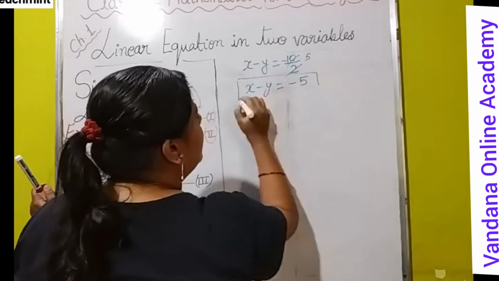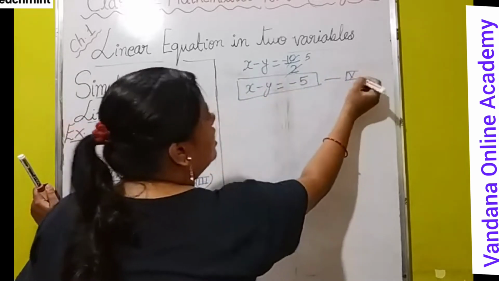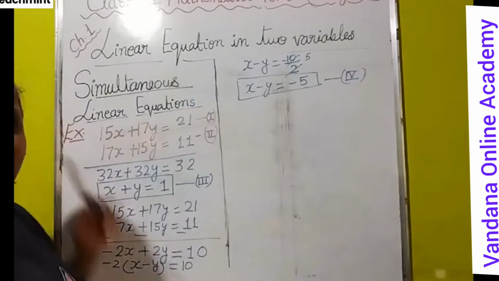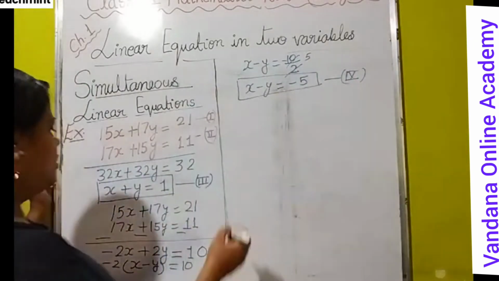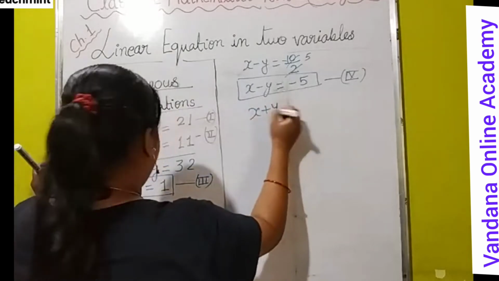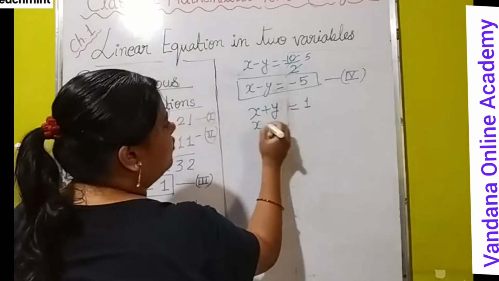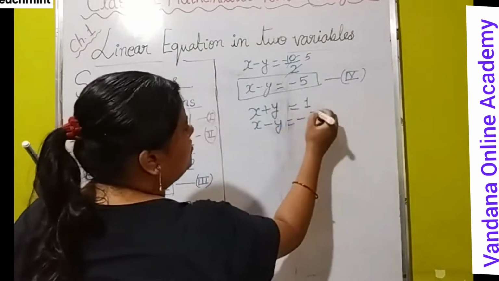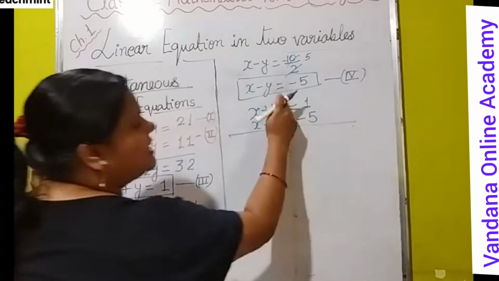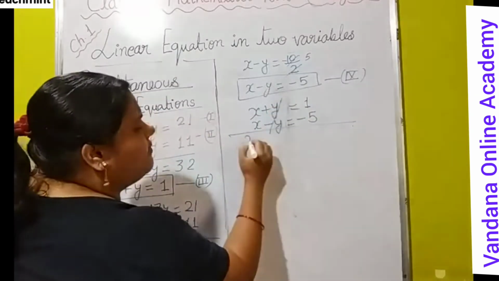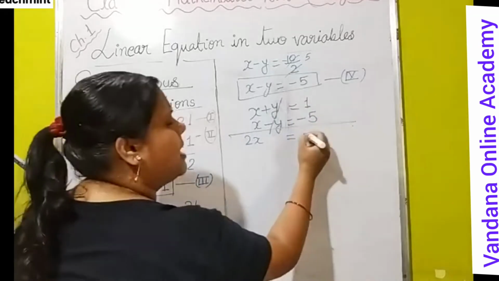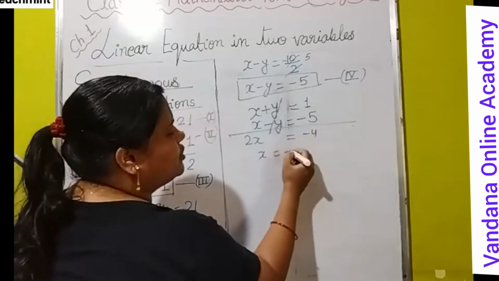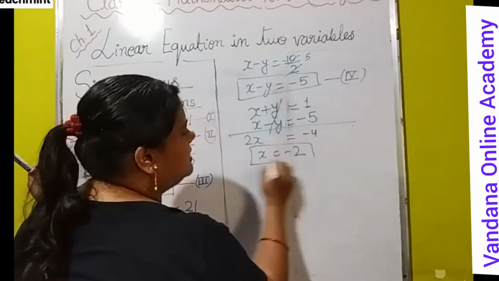So this is our equation 4. Now what we are going to do? We will solve this equation third and fourth. Okay. So third is x plus y is equals to 1 and fourth is x minus y is equals to minus 5. So here plus y minus y cancel each other. We get 2x is equals to, now here plus 1 minus 5 will get minus 4. So x is equals to minus 2. So this is the value of x.